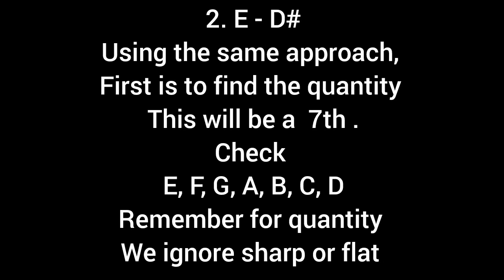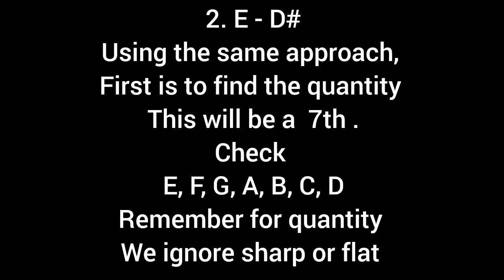Now take note of 2 things here. First thing is, in music we make use of the alphabet A to G. So whenever you come across G, the next alphabet that should come is what? A. Are we there? So that's why we have E, F, G, then we went to A. Good. That's the first thing. The second thing is that when we are working on quantity, we ignore sharp or flat. So whether the note has a sharp or a flat, in finding quantity we are not concerned. So that's why we only checked E, F, G, A, B, C, and we stopped at D. We didn't say D sharp. No, for quantity we don't need that.